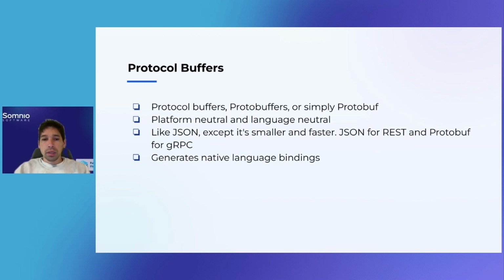You can call it protocol buffers, or proto buffers, or simply protobuf. There are different ways to refer to the term. And it provides a platform neutral and language neutral definition. It is like JSON, but it is smaller and faster. You can imagine that if JSON is for the REST protocol, protobuf will be for gRPC. So that is the analogy. And lastly, it generates native language bindings, which we are going to see how to do.